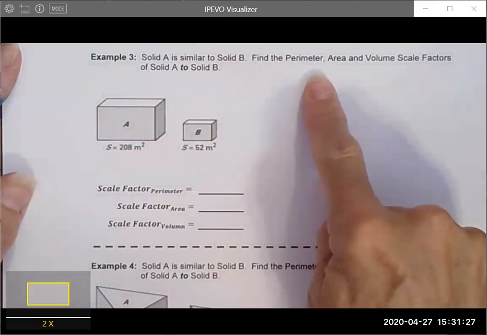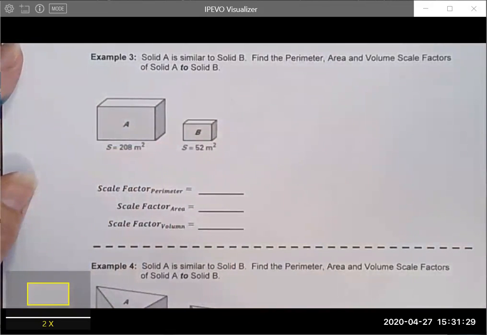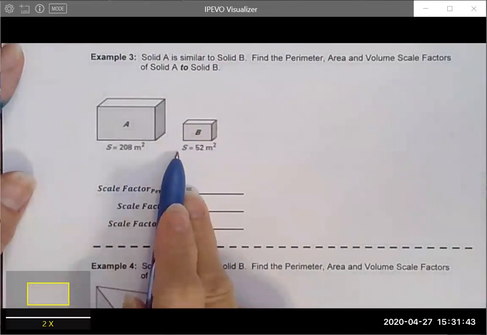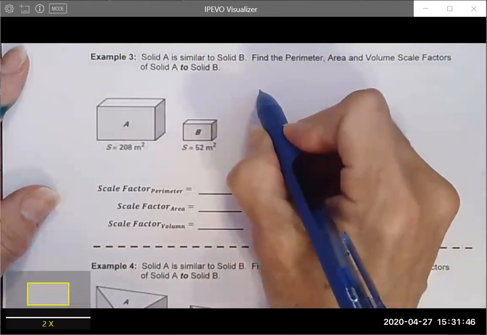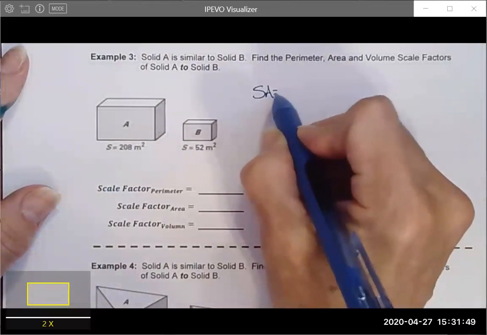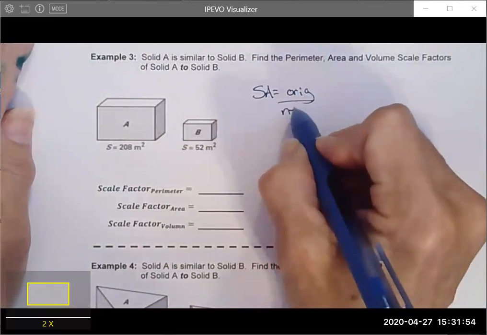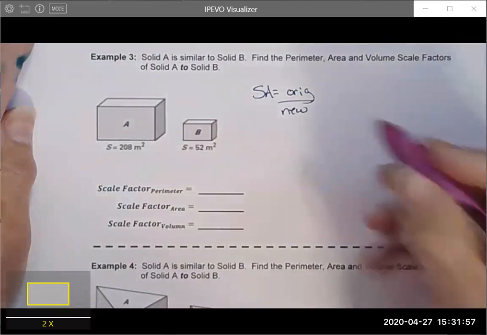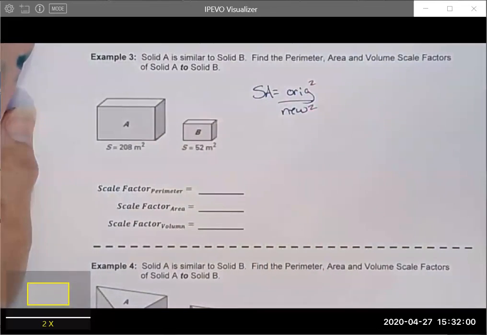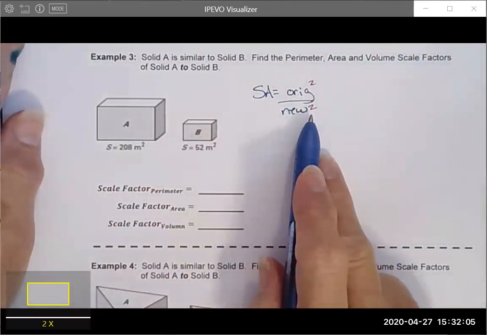I'm asked to find the perimeter, area, and volume scale factors of the two shapes. So I'm given the surface area of both of them, and I'm asked to, from that, deduce what the scale factor is. So I'm going to first think about what scale factor means when I'm talking about surface area. To do that, I need to remember that my surface area is going to be my original shape compared to my new shape, and that my surface area grows by the scale factor squared. So the numbers I'm looking at have already had that squaring applied to them.